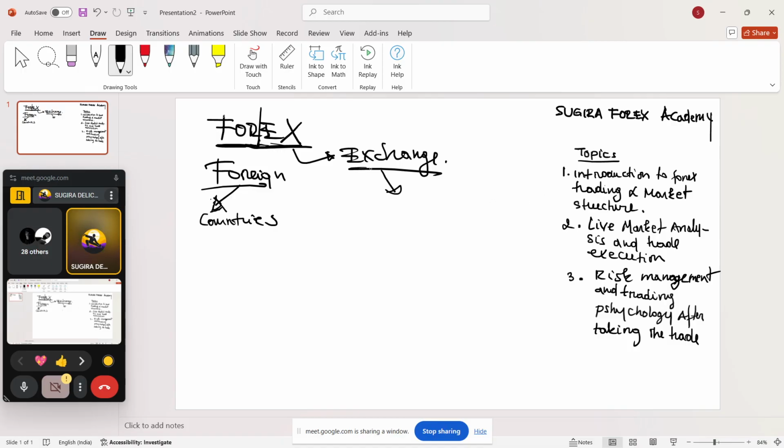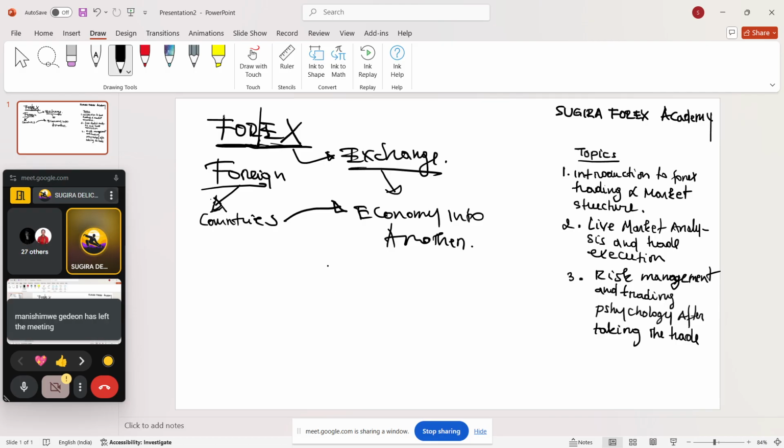Because we are traders, we want to exchange one currency into another, like exchanging one country's economy into another. Get my point? Foreign exchange is the art of exchanging one country's currency or economy into another, with the purpose of making money, to mean with the purpose of making profits.